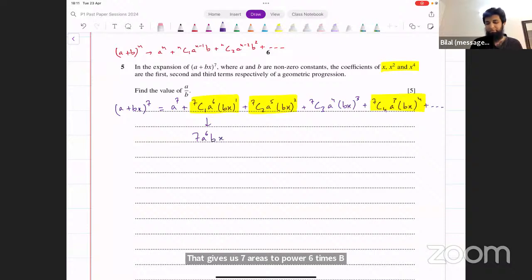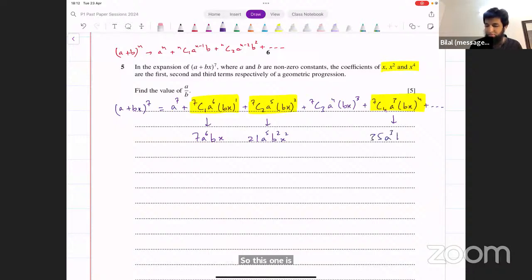Okay, then the next one is 7c2. What's 7c2? 7c2 is 21. 21 a raised to power 5 b squared into x squared. And then we have this term, that's 7c4. 7c4 is 35. So this one is 35 into a raised to power 3, b raised to power 4, x raised to power 4.